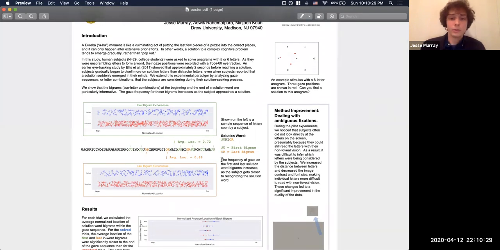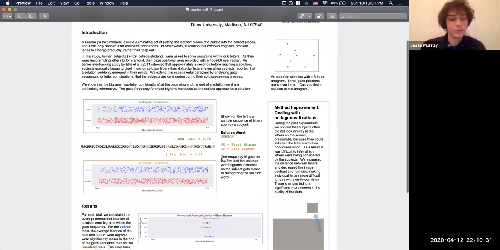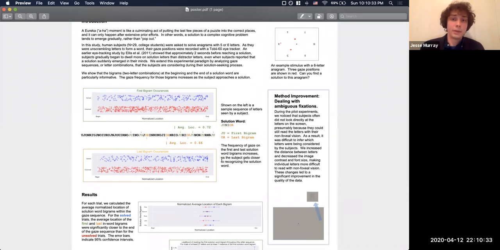And we're going to be testing some other hypotheses, namely if there's a really common bigram in the English language, like TH or CH or something, will the participant immediately jump to that as a hypothesis?